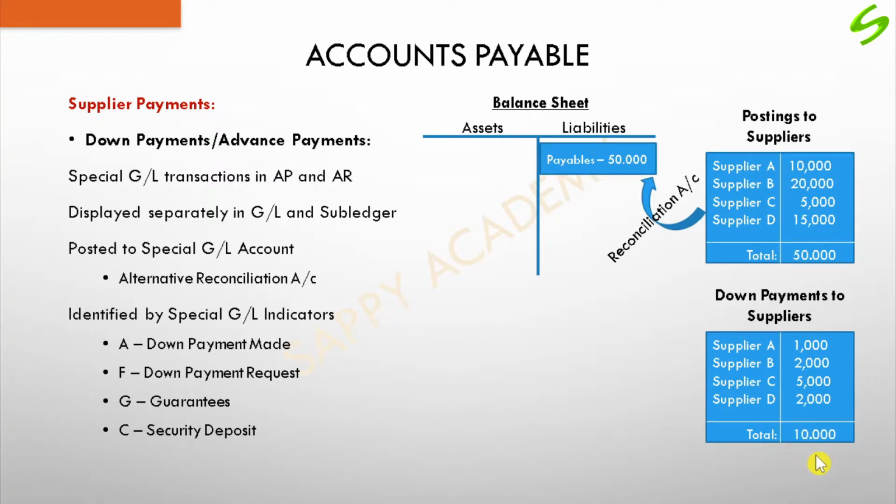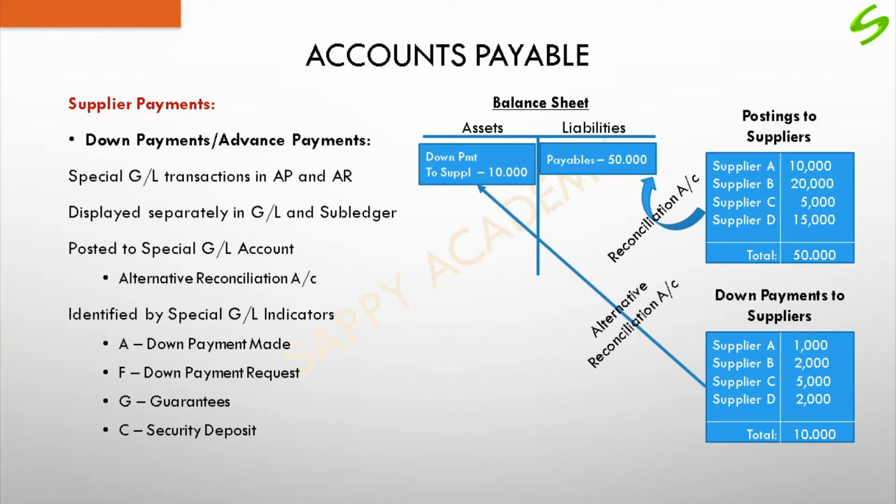Similar to the reconciliation account, these postings are also simultaneously made to another reconciliation account, which is known as the alternative reconciliation account or special general ledger account. For example, down payments to suppliers. This is shown under assets in the balance sheet. We will have a demo later on down payments.